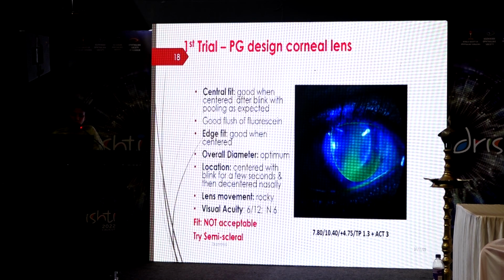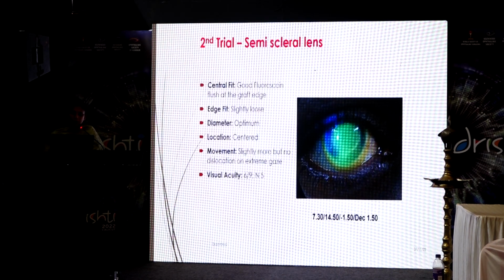The next option was to try a semi-scleral or a corneoscleral lens design. This gave me a really good fit, and the vision also, you see, there was a drastic improvement from the corneal lens design, and the visual acuity was 6/9 N5. So this was the final lens that we gave for this patient.